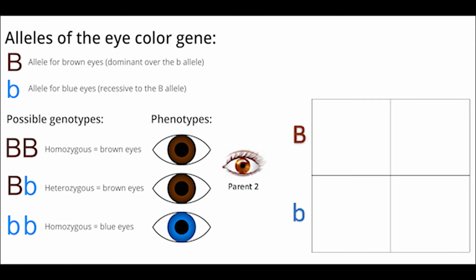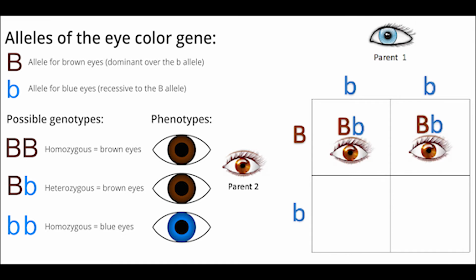So if a heterozygous parent with brown eyes and a homozygous parent with blue eyes have a baby, there is a 50% chance that their baby will have brown eyes and a 50% chance that the baby will have blue eyes.